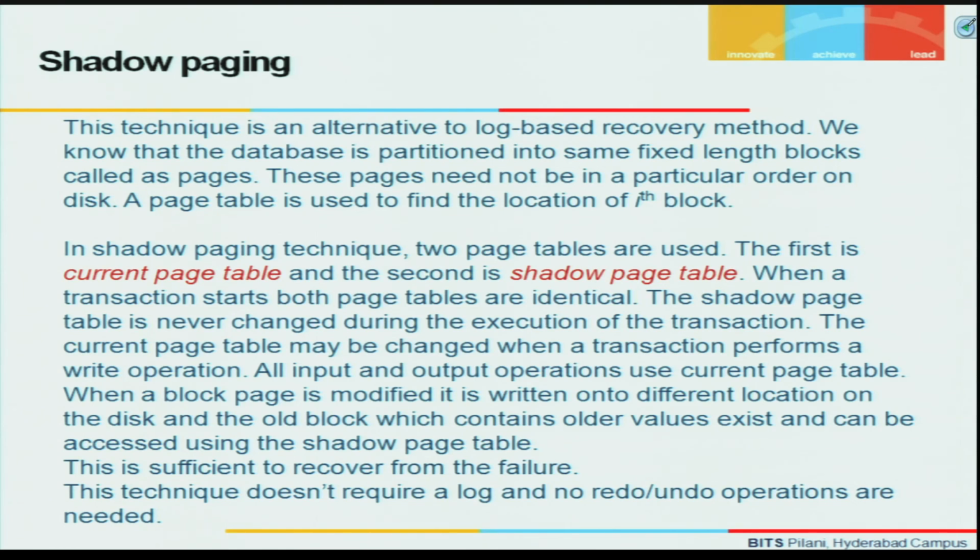In the shadow paging technique, two page tables are used. The first is called the current page table, the second is known as the shadow page table. When a transaction starts, both page tables are identical. The shadow page table is never changed during the execution of the transaction. That is, whenever a transaction modifies a data item, the shadow page table entries will not be changed. The current page table may be changed when a transaction performs a write operation. All input and output operations use the current page table only.